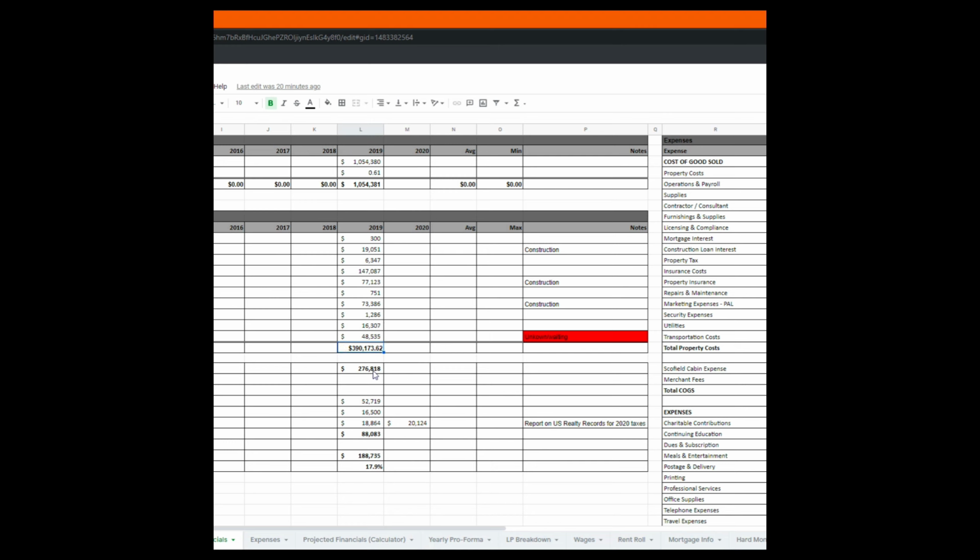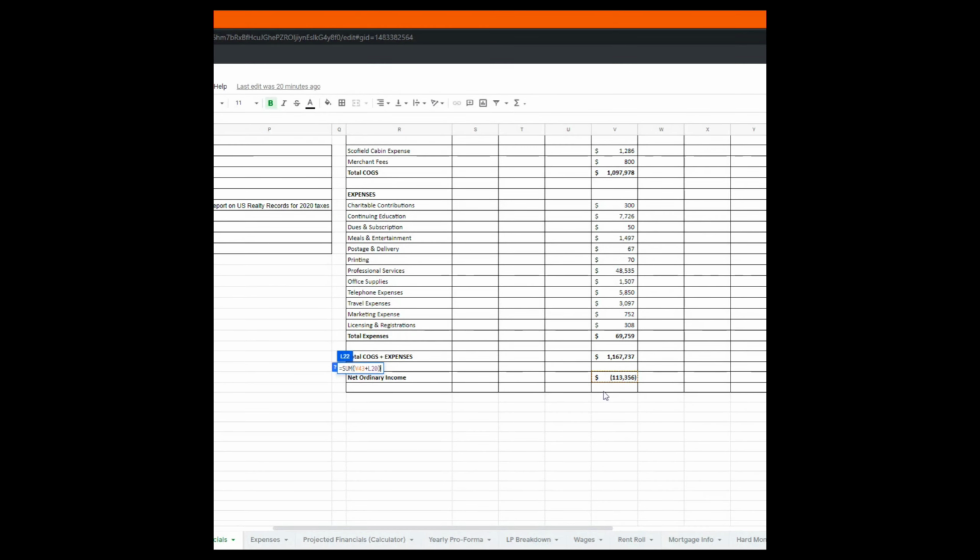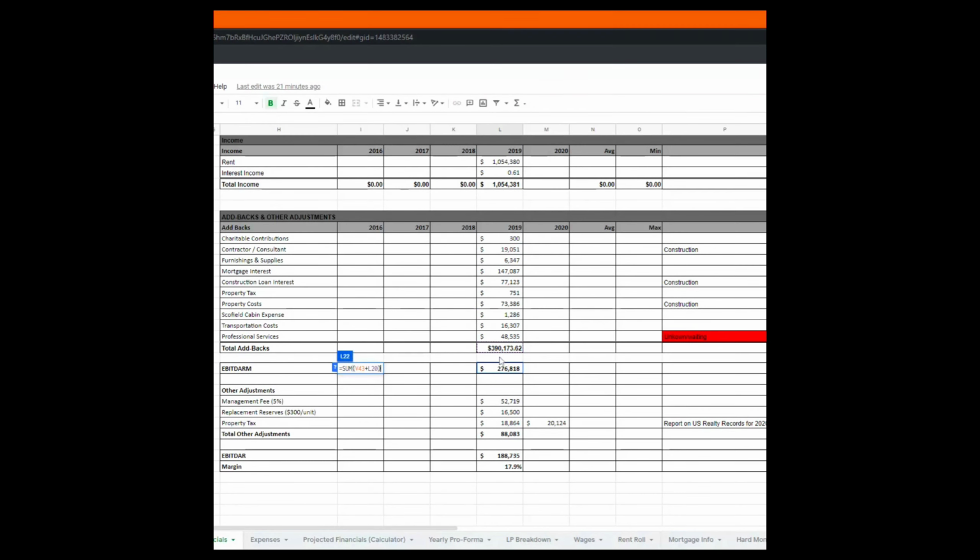backs. And so this is that number that is looking at, let's see, V43, that's going to go over and grab this number right here, which is that original net ordinary income number, and it's adding in these total add backs right there. Okay, so it's giving you that number right there, and then these are any other adjustments that you need to put in there.